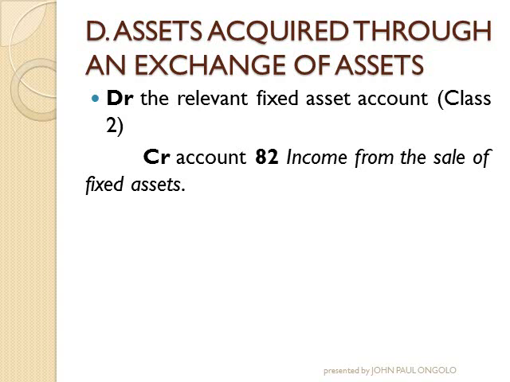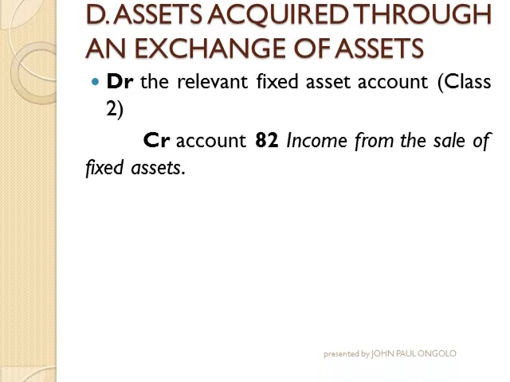As mentioned in the previous slide, this is the double entry used to recognize the fixed assets that were acquired through an exchange of assets. We debit the relevant fixed asset account and we credit account A2, income from the sale of fixed assets. The part of the disposal of the fixed asset will be seen when we are going to treat disposal of fixed assets.